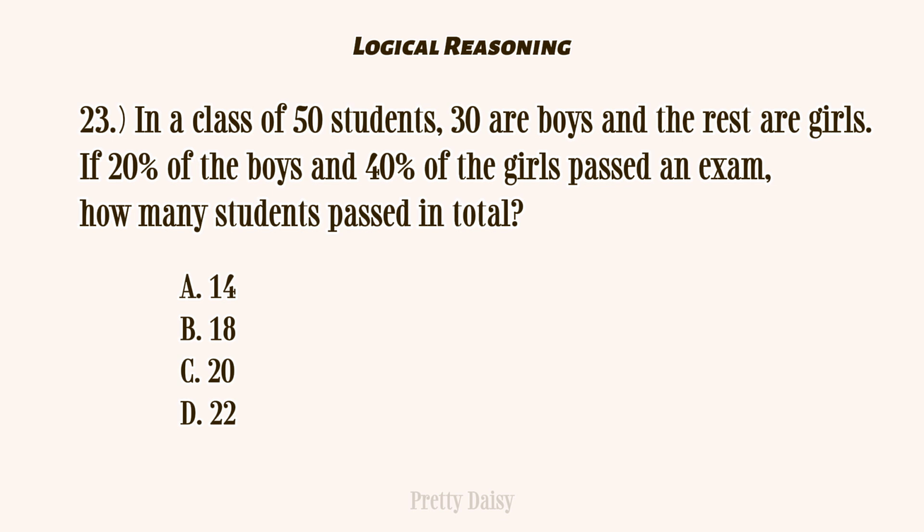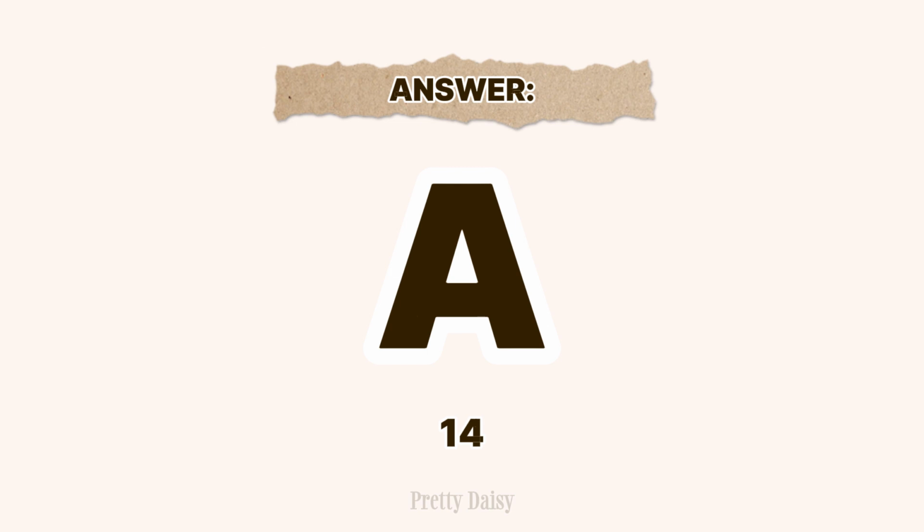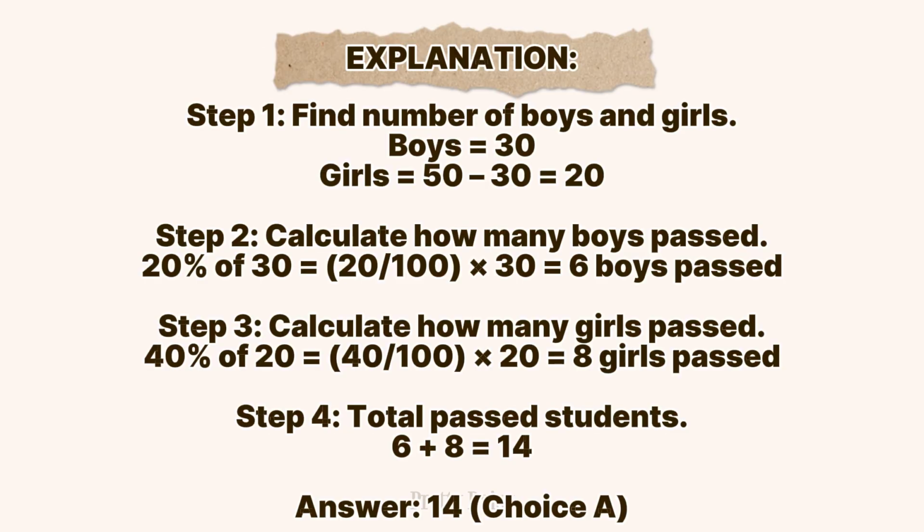23. In a class of 50 students, 30 are boys and the rest are girls. If 20% of the boys and 40% of the girls passed an exam, how many students passed in total? A. 14. B. 18. C. 20. D. 22. Answer. A. 14.